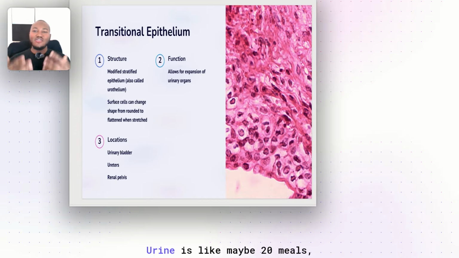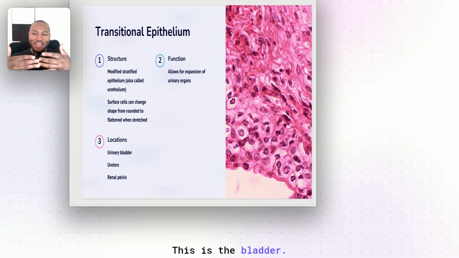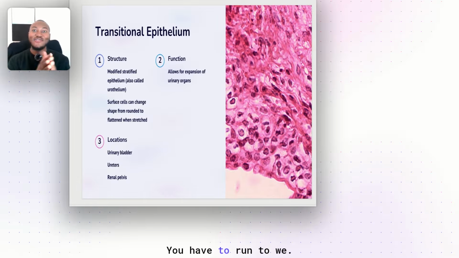You are building up urine. Urine is like maybe 20 mils. It's still normal. 50, 100, 200, 300, 400. You see how my hand is expanding? This is the bladder expanded, expanded. And when it has expanded to the maximum, you cannot hold it. You have to run to wee. All right? So that is the function.